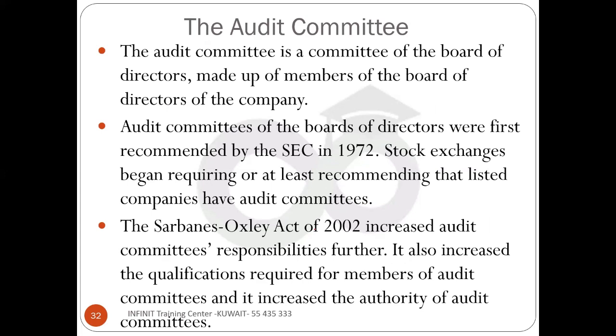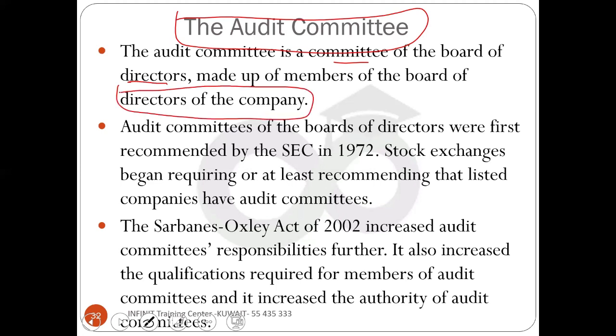And we said normally board of directors, they will perform their duties through committees. Committees means a group of directors. The audit committee is what we are going to discuss now. What is audit committee? Audit committee is a committee of the board of directors made up of members of the board of directors of the company. So maybe few members in the board of directors, they will form an audit committee.